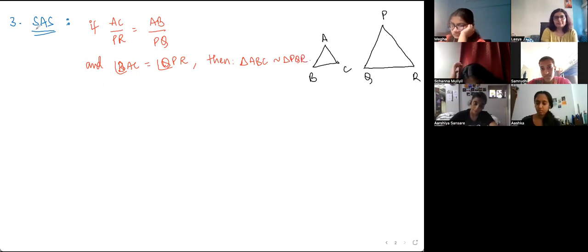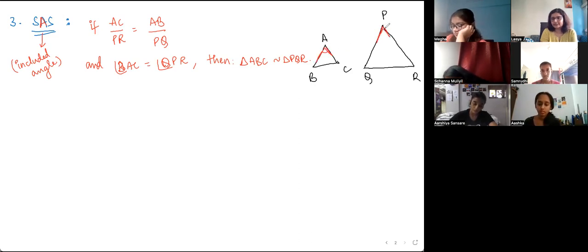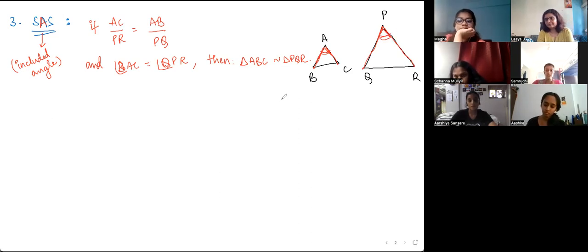Okay. So another important part is A is in between the two S's, right? So this needs to be included angle. कोई random angle equal है तो it won't work. It needs to be between the sides that you're considering. Since she picked AC upon PR equal to AB upon PQ, since she picked these two sides, the angle that should be equal must be ये वाला angle. That's an important aspect SAS के लिए.